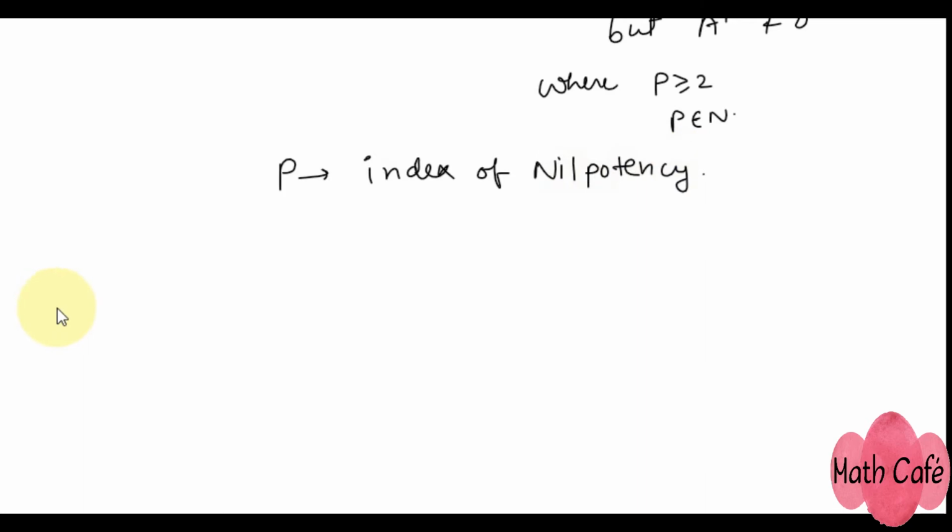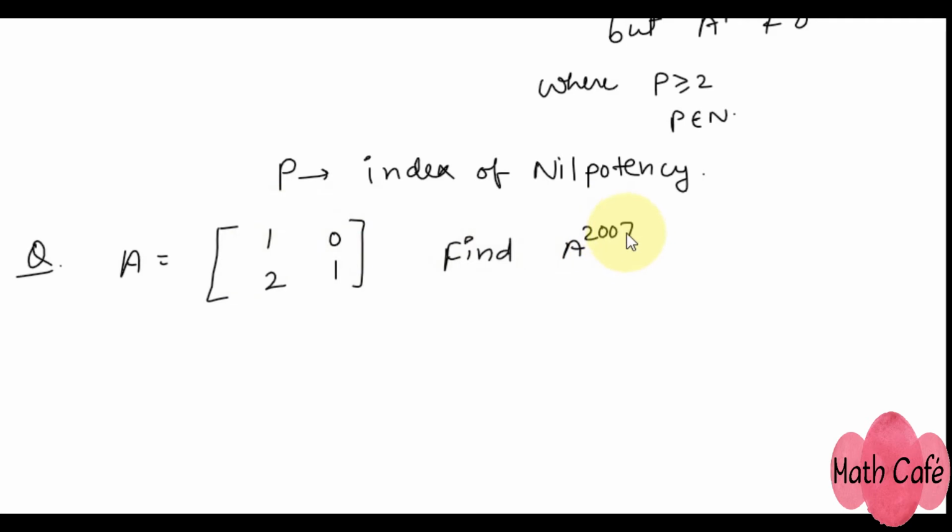All right. So let's take an example here. Let's say any matrix A is given as [1, 2; 0, 1]. All right. And we need to find the value of A power 2007. All right. So let's proceed with the solution. So in this type of questions, we will write matrix A as I plus B, another matrix B.